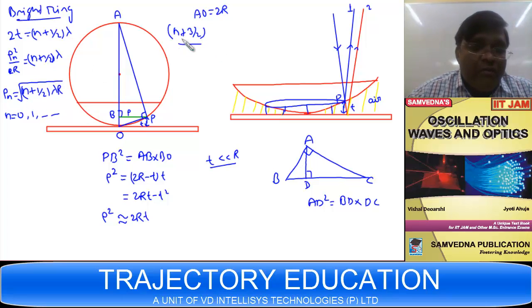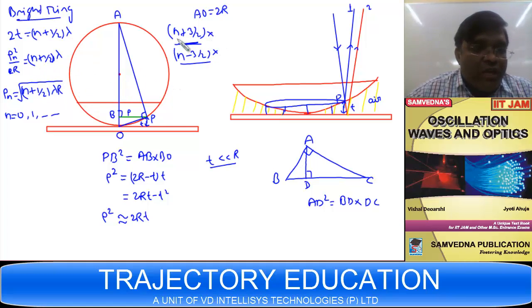You can also write n plus 3 by 2. In that case, n will begin from minus 1. You can also begin from n minus 3 by 2, where n will begin from 2. But don't do it. It's not wrong, but why should you give pain to the examiner? The examiner will get puzzled.